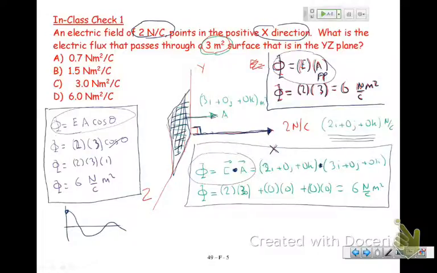Because this is the simplest type of problem I can ask you. If these are not perpendicular, the first method is no good.